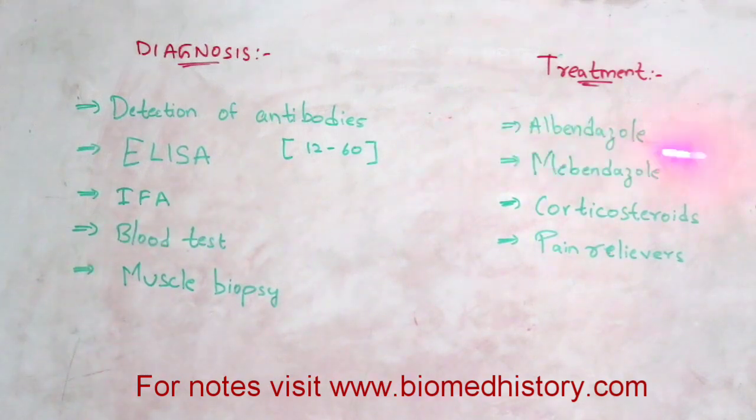Coming to the treatment, the first ones are albendazole, mebendazole, corticosteroids and pain relievers. Normally this trichinosis disease can also be seen in allergic reaction cases. When these allergic reactions take place, the doctor will advise us to consume corticosteroids, and he will also give pain relievers. So this is about the structure, life cycle, diagnosis, treatment and symptoms of a person infected with this disease known as trichinosis.